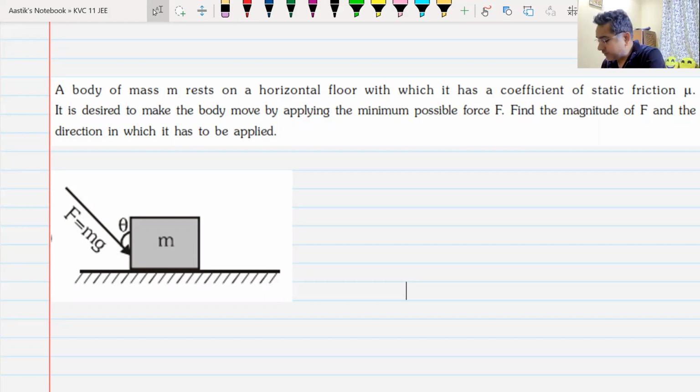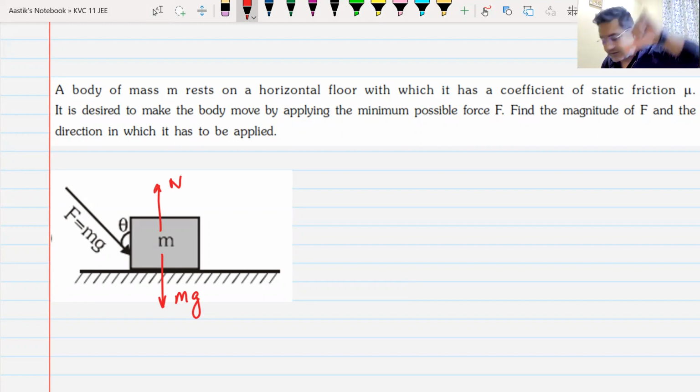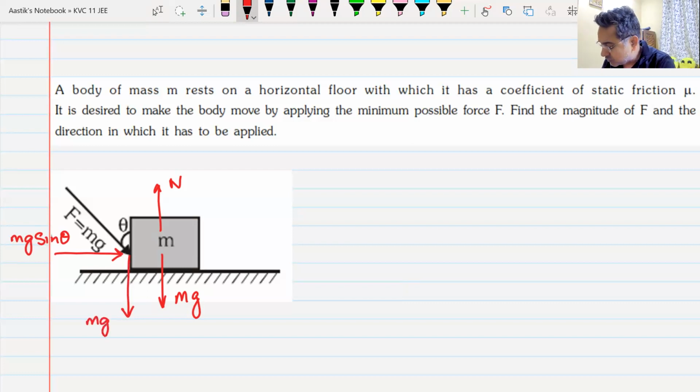We are supposed to draw the free body diagram of this body. The weight mg goes down, normal reaction goes up, and then I will have to resolve this force F, which is applied at an angle, so I can resolve it into two components. One component becomes parallel, which is trying to pull it, that becomes F cos theta, and one component becomes upwards, which is F sin theta.